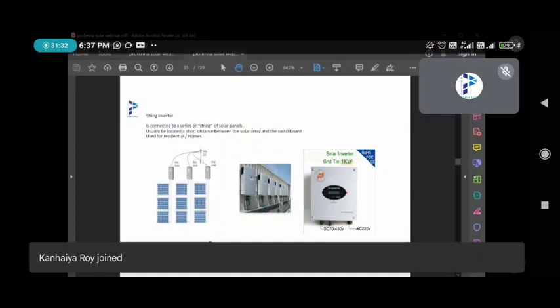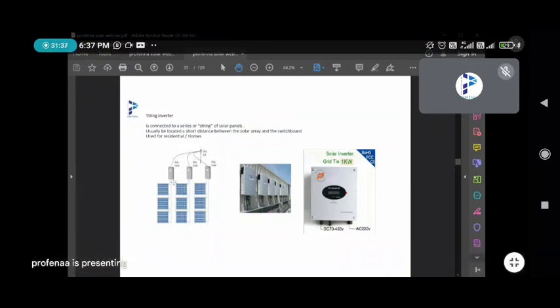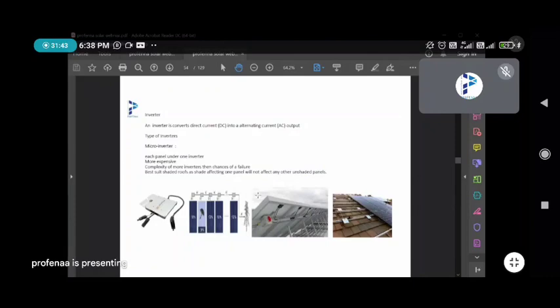But if you go for a string inverter, a lot of arrays you will connect with one single inverter. That is called a string inverter. Normally people use it for 1 megawatt, 2 megawatt or 10 megawatt systems. If you go for 10 kilowatt or up to 50 kilowatt, they use micro inverters. It depends upon the investment, sir.